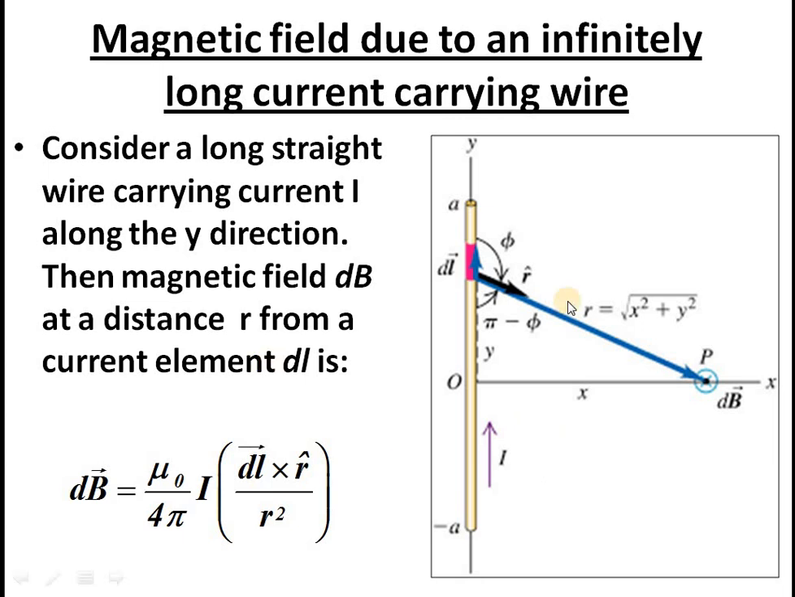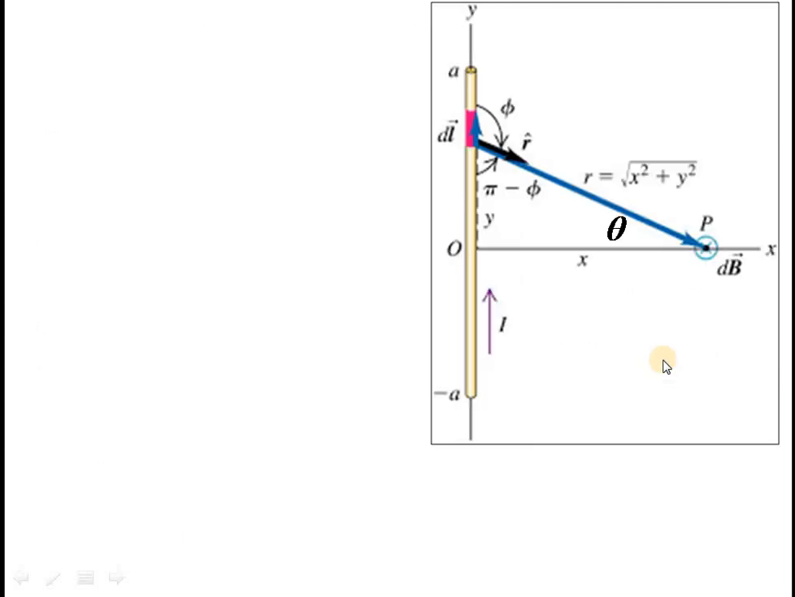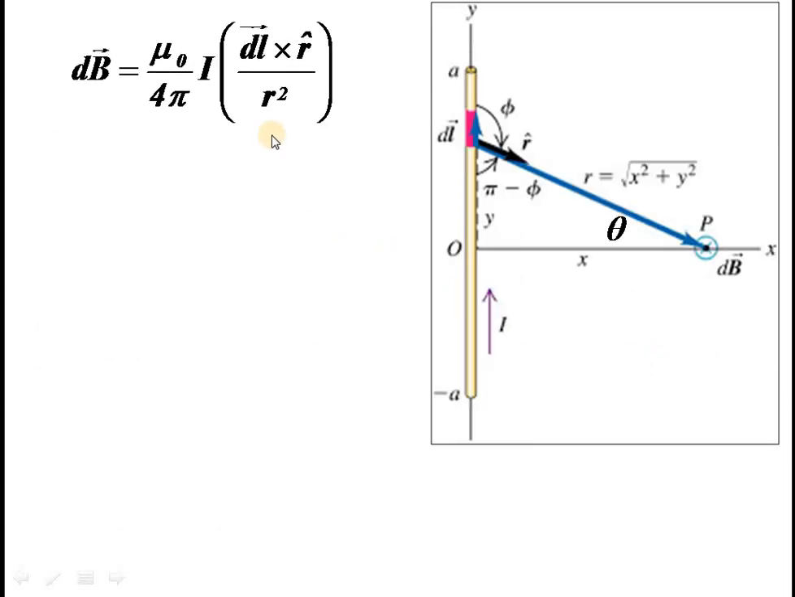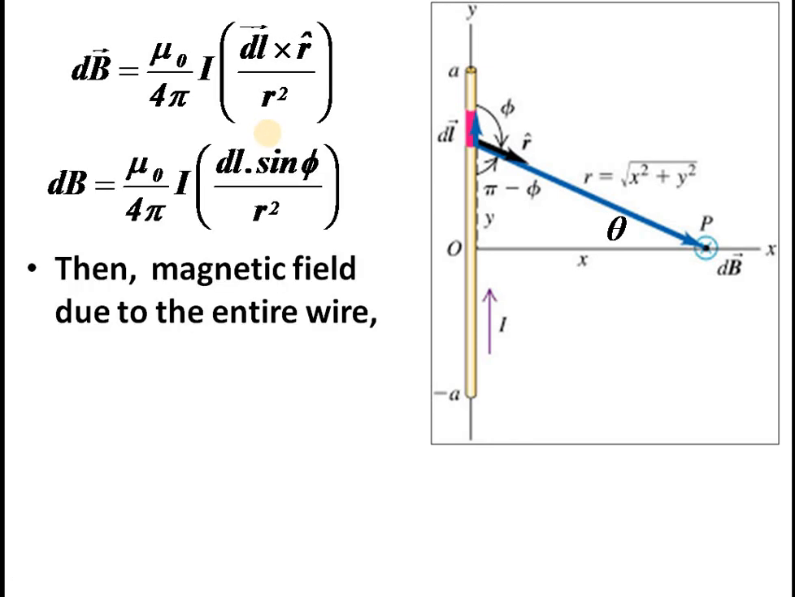And the vertical distance to the point P from the center of the wire is x. That is another factor. And this is x, and this is y. So this will be the square root of x² plus y². That is not a problem. So we have dB = μ0/4π · I dl cross r.